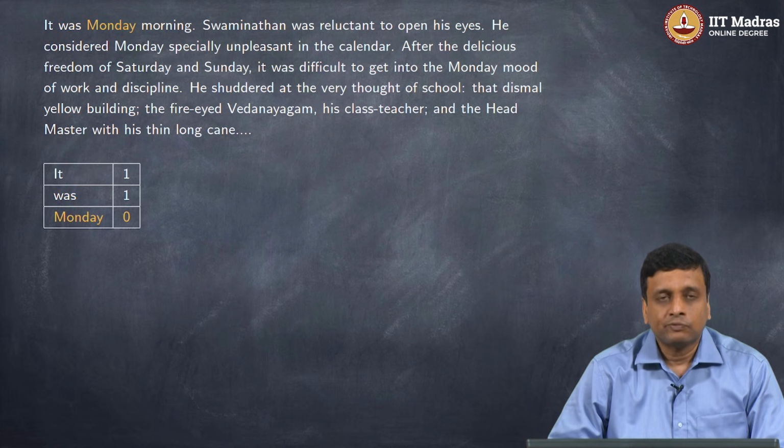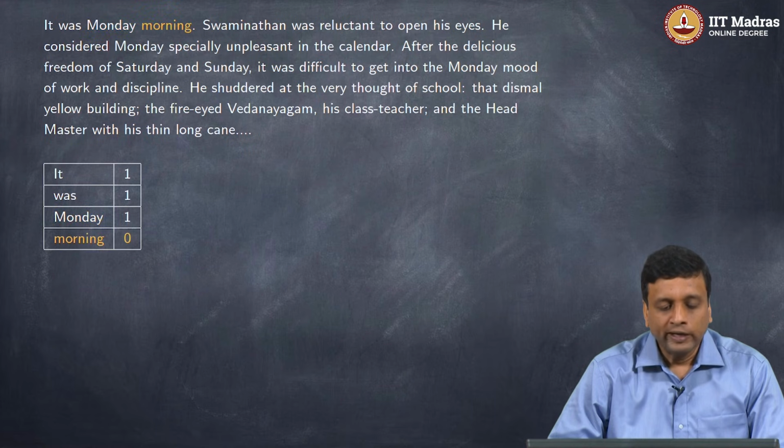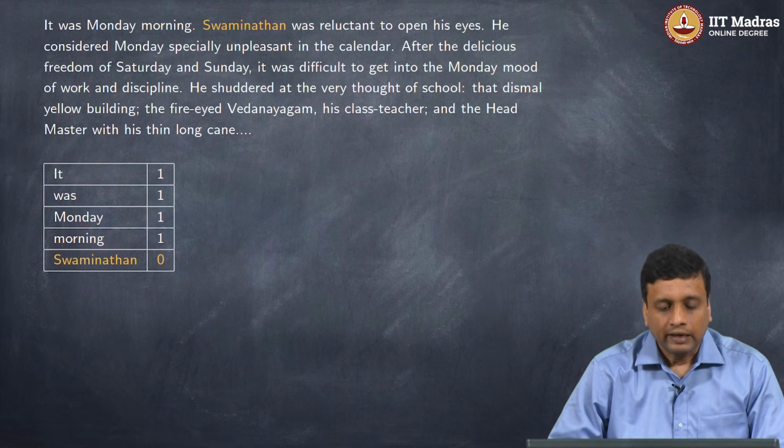The same happens when we see Monday. Again, Monday is not a word we have seen before, and notice as we go along we have to keep looking at all the counters we have already created to see if it is one of them or not. So, at this point we have to compare it with it and was and discover that it is neither of those. So, Monday now gets initialized to 0 and then incremented to 1. Morning also gets initialized to 0 and then incremented to 1. Swaminathan also gets initialized to 0 and incremented to 1.